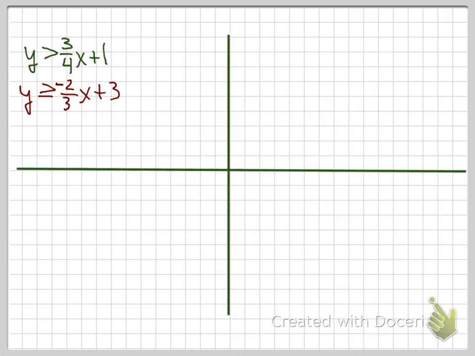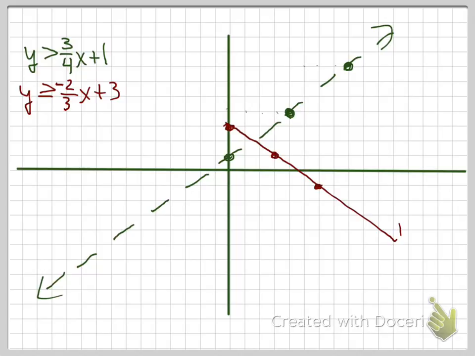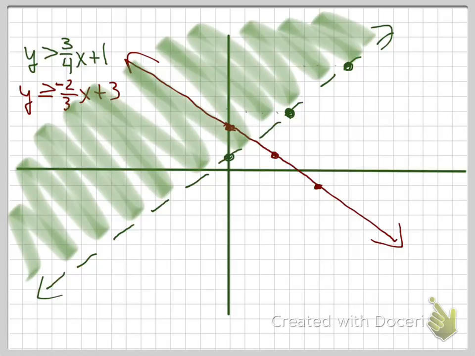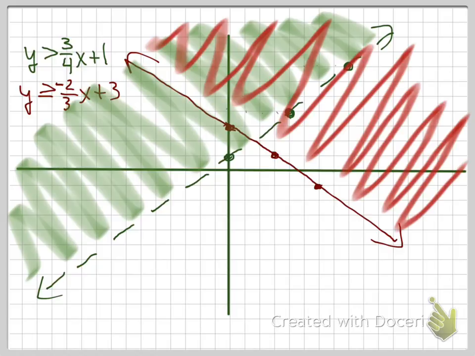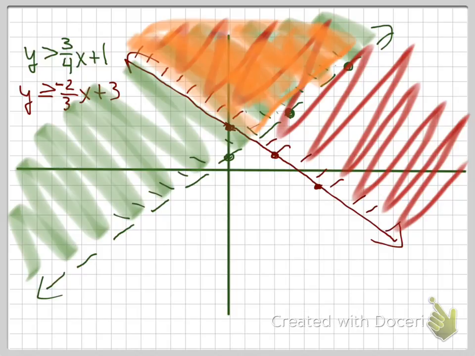Okay, so next problem. 3/4 x plus 1, negative 2/3 x plus 3. Okay, so I would start off with a plus 1, go up 3 over 4, broken line. Then the next one I start off at positive 3 and I'm going down 2 and 3 to the right. And then I would do my shading. The green one shades above because it's a greater than symbol. The maroon one shades above also because it's a greater than or equal to symbol. And you can see they cross in this little section right there.